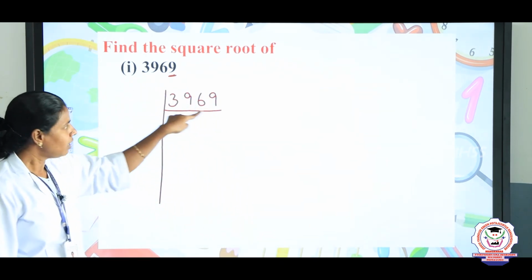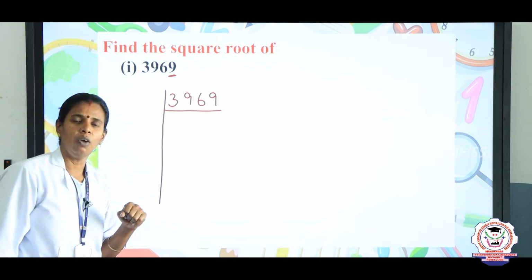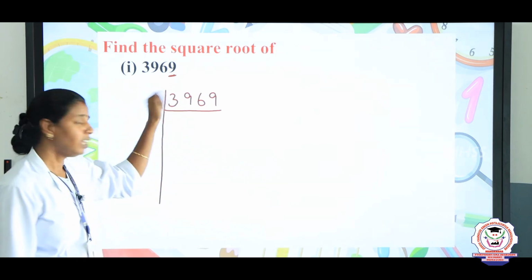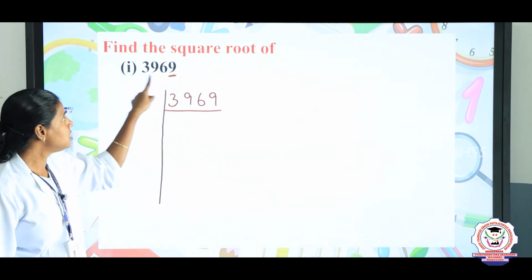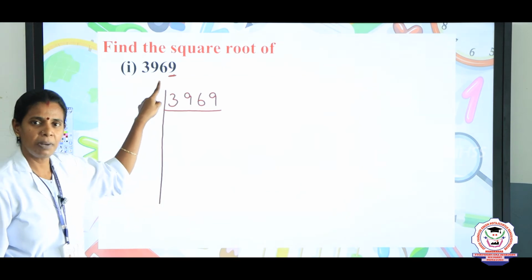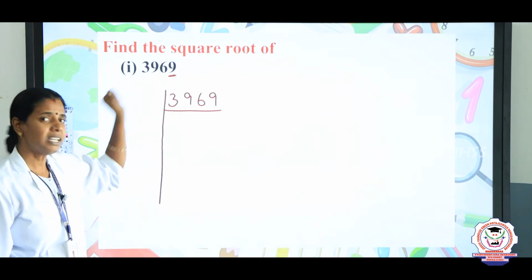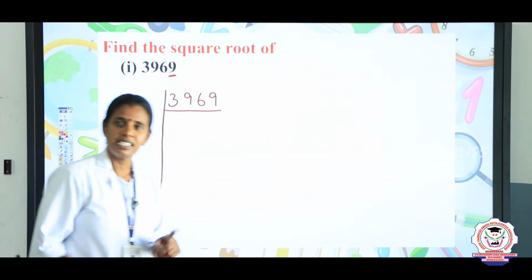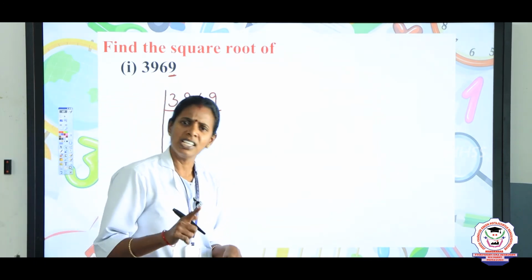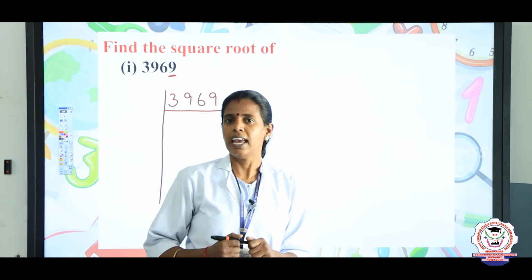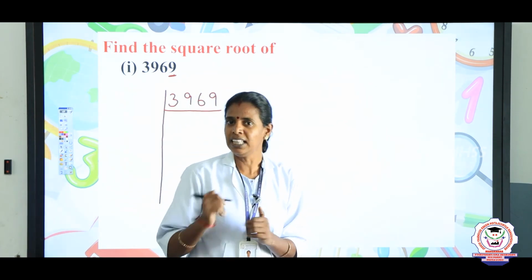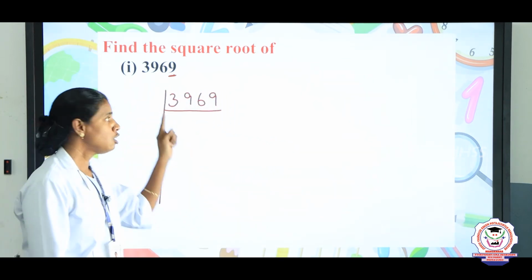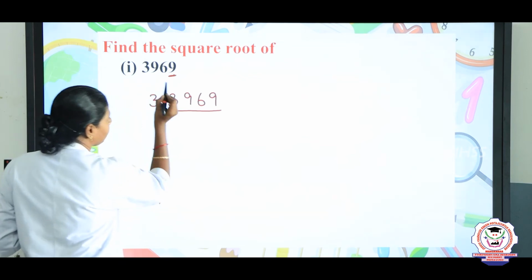To check whether the given number is divisible by 3, what will we do? Yes, we need to find the sum of the digits, right? Find the sum of the digits 3 plus 9. What is 3 plus 9? 12. 12 plus 6? 18. 18 plus 9? Yes, it is 27. So, is 27 divisible by 3 or not? Yes, 27 is divisible by 3. Therefore, the given number also will be divisible by 3. So, we are going to take 3 here.